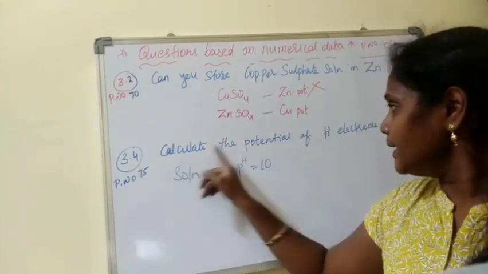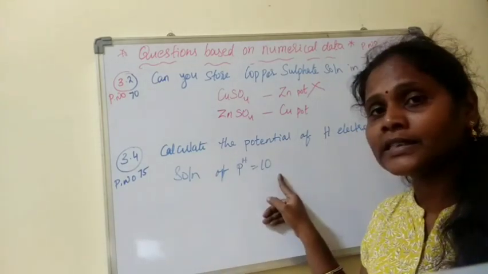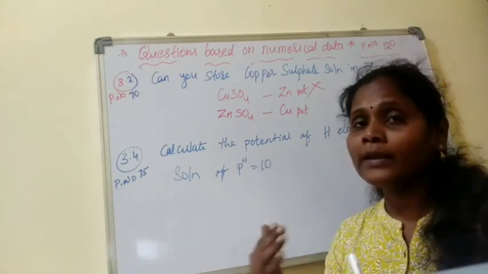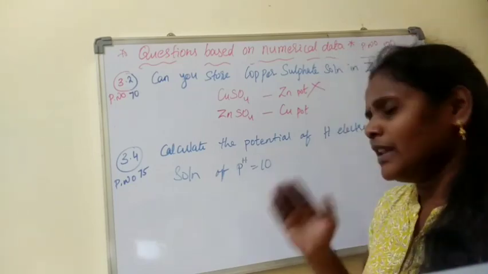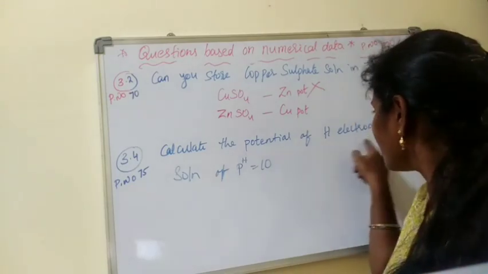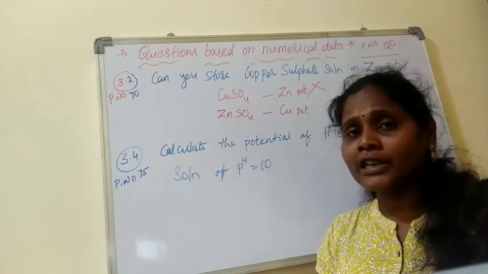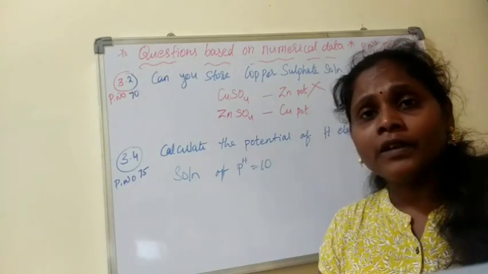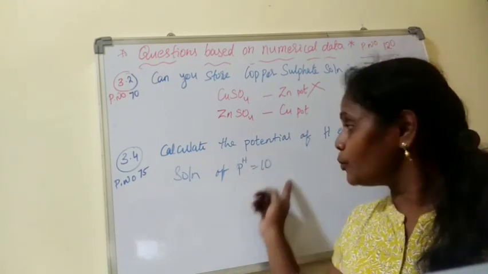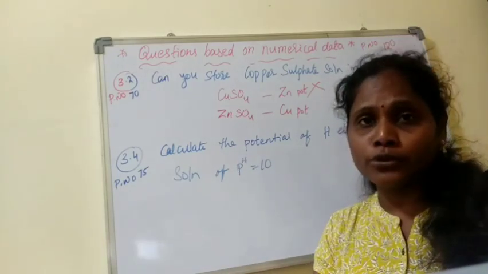Question: Calculate the potential of a hydrogen electrode placed in a solution of pH equal to 10. In this chapter we never discussed pH, so how does it come into the relation? Very simple. They just want to confuse us by looking at the pH. Generally, hydrogen electrode potential is 0, no? No. If it is 1 molar, then only we call it the standard hydrogen electrode and its E cell will be 0. But at a different concentration, it will differ.